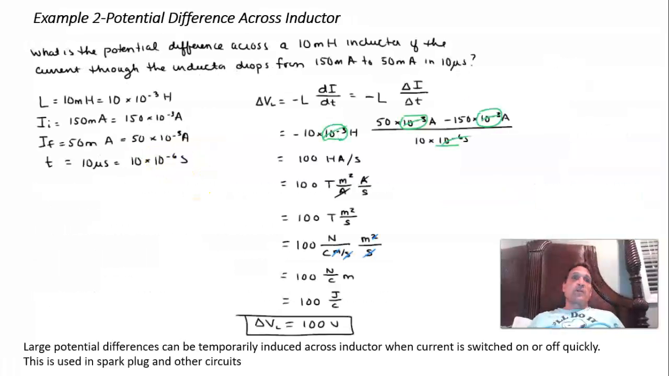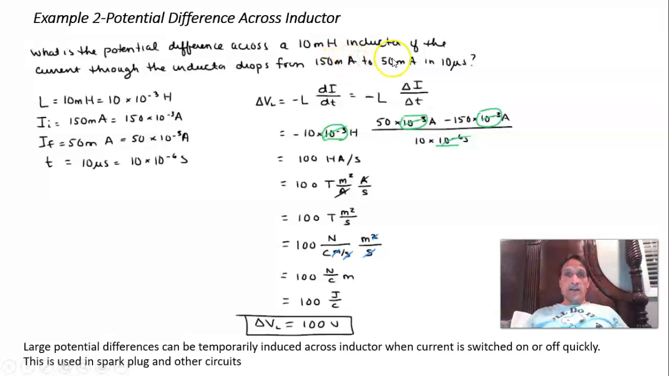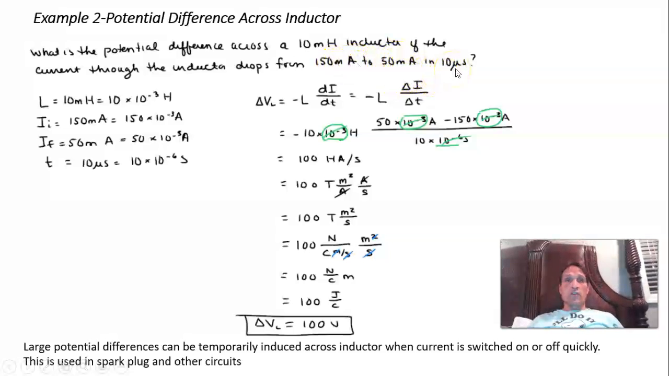So let's do an example. Suppose we have a 10 millihenry inductor, so 10 to the negative 2 henries, and that's L. And suppose that the current drops from 150 milliamps to 50 milliamps in 10 microseconds. Okay, so the question is, what is the potential difference? What's the voltage drop across this inductor while the current is decreasing?